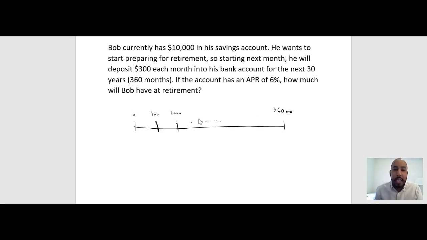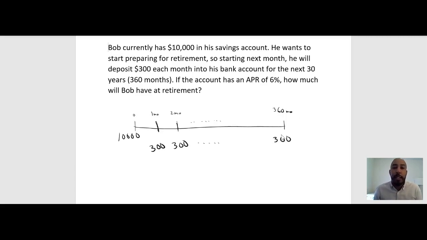All right, so we can draw a timeline just to visualize how this is going to look. So today he has $10,000 already in his account. So I drew this timeline. Here's time 0. He'll have $10,000 in his account today. And then in the future, he's going to deposit $300 each month for the next 360 months. So I'll put those on the timeline here. So he's going to deposit $300 this month, and every single month until month 360.